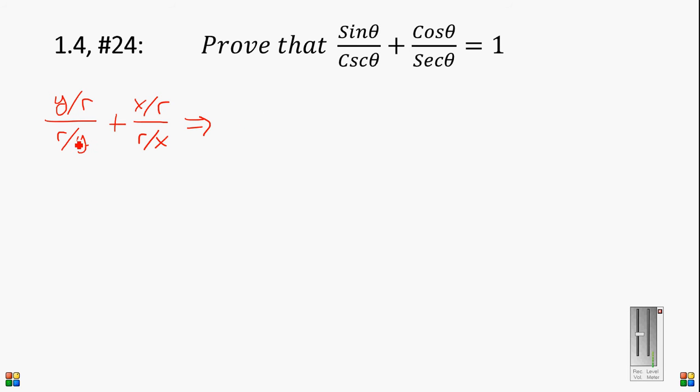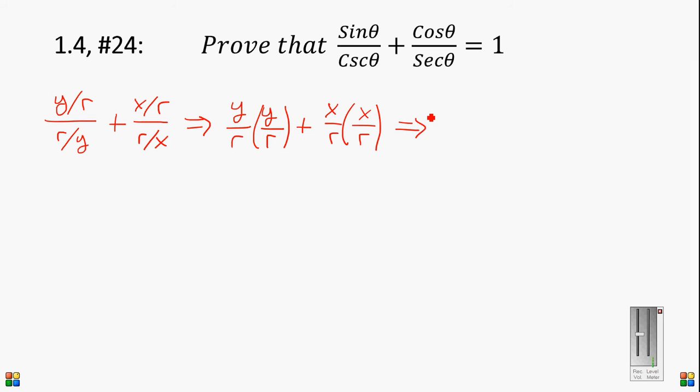When I take this and divide it by this, it's the same as multiplying by the reciprocal, so I get y over r times the reciprocal of r over y, which is y over r again. So those two are going to multiply. I'm going to add that to x over r, and then the reciprocal of r over x, which is x over r again.